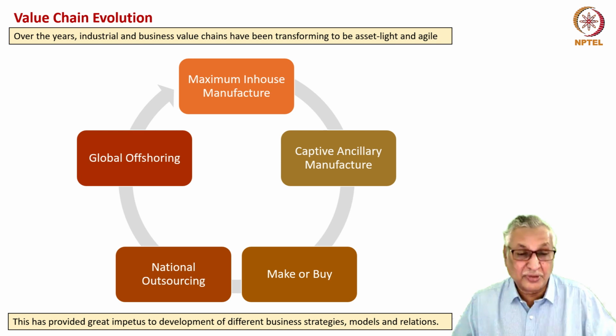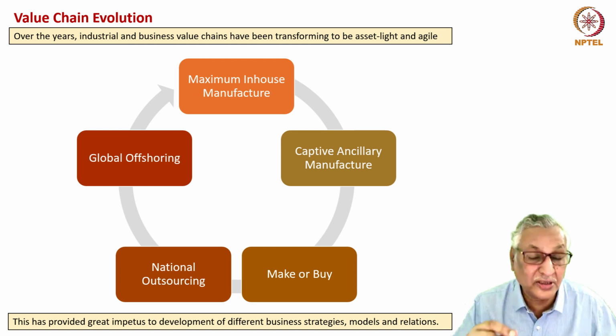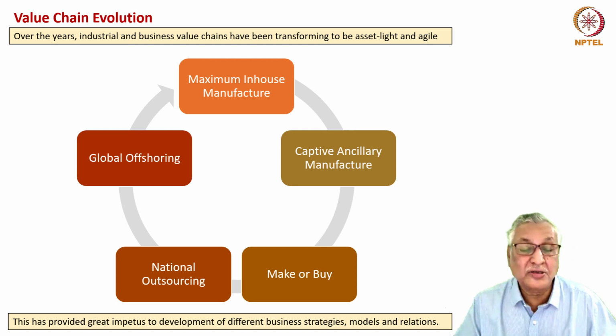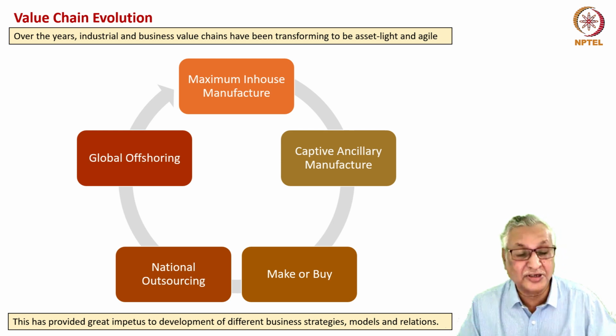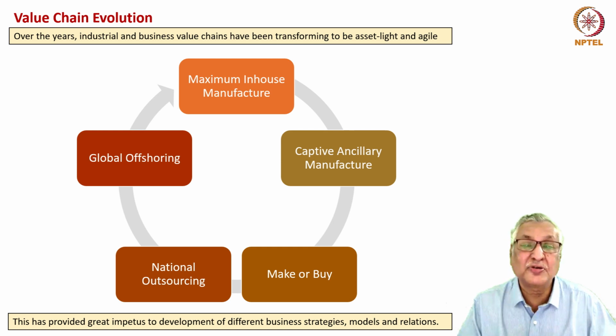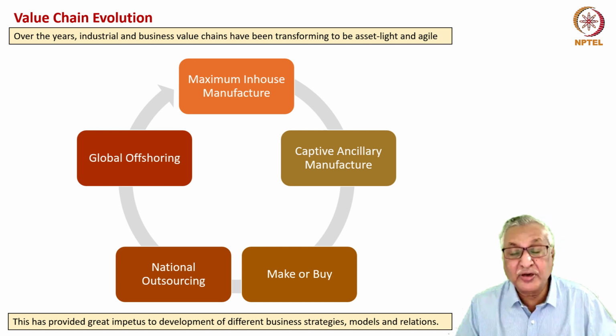Finally, today the mantra is about global offshoring. Offshoring is doing something outside the country. And again, that offshoring can be through in-house manufacture of the company's facility, or it could be through outsourcing. So offshoring doesn't necessarily mean complete outsourcing. Offshoring could also mean that your own facilities are offshored to an external country. The movement or the evolution of the value chain from maximum in-house manufacture to global offshoring level has provided great impetus to the development of different business strategies, models, and relations.